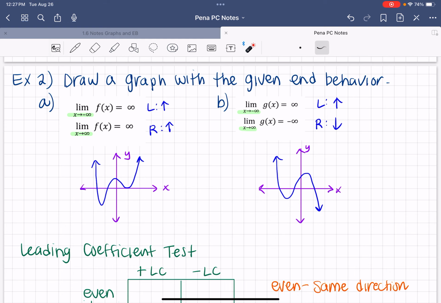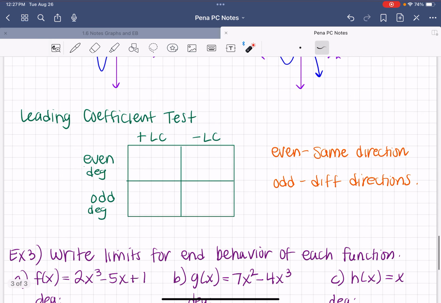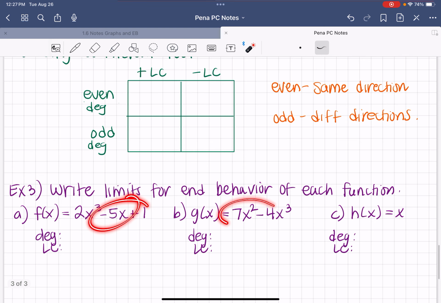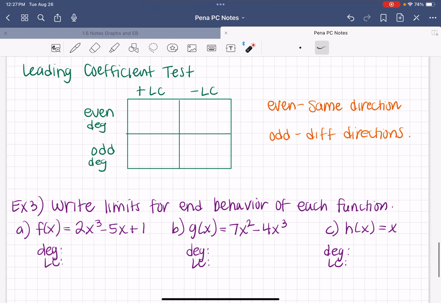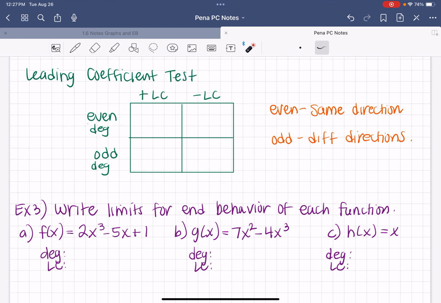Okay, so graphs are pictures, so we can see exactly what's going on. But we also need to be able to figure out end behavior just by looking at equations. So we're going to do an example of that, but before we do, another little organizational table. This is called the leading coefficient test.